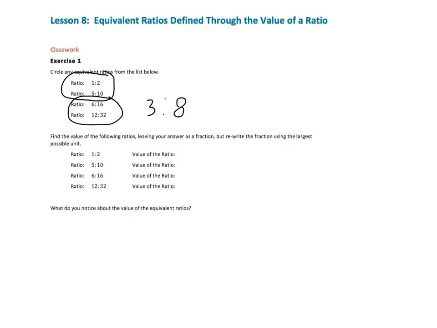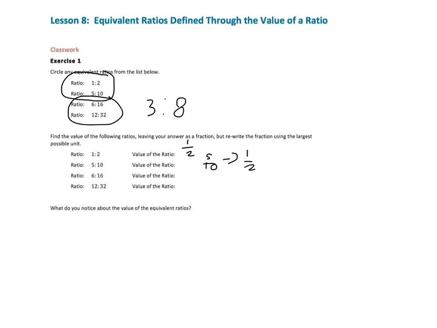Let's see what happens when we find the value of these equivalent ratios. The next section says find the value of the following ratios, leaving your answers as a fraction, but rewrite the fraction using the largest possible unit. Or in other words, reduce the fraction. For the first one, 1 to 2 would become 1/2. We divide the first number by the second number, which becomes 1/2. For the second one, 5/10, we would do 5 divided by 10, which would reduce to 1/2.